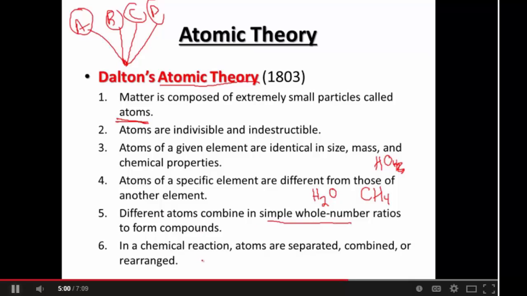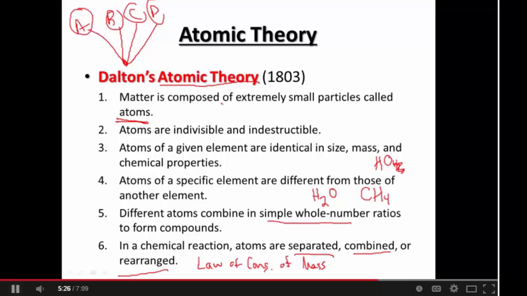And then number 6, in chemical reactions, atoms separate, combine, or rearrange. And this right here, why don't you take this and call this the law of conservation of mass. That's what he's basically trying to state there. All right, so this is Dalton's atomic theory. A bunch of good ideas that are well tested, well supported, and explain what atoms are.